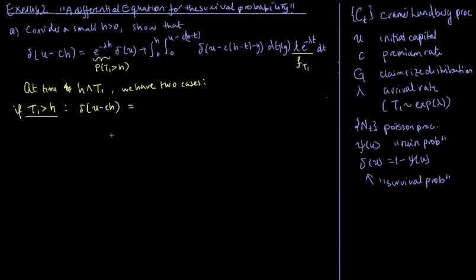So it corresponds to starting a new Cramér-Lundberg process at time h, where the initial capital no longer is u minus ch, but also includes the premium that we have earned in the time interval 0 to h. So that is the case if t1 is greater than h.